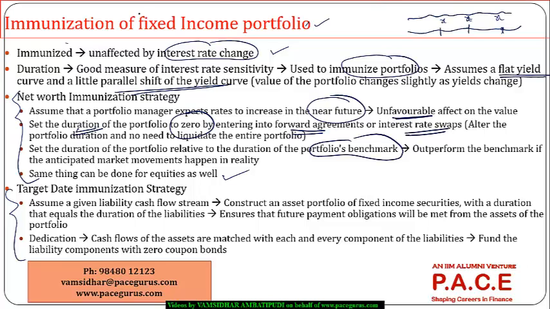The same way, apart from the net worth immunization strategy, we can talk about a target date immunization strategy. So here, this is generally followed by a lot of insurance related plans. So we are talking about a given liability cash flow stream. You construct an asset portfolio of fixed income securities whose duration matches the duration of the liability. So the asset portfolio is constructed in such a way that its duration matches the duration of the liabilities.